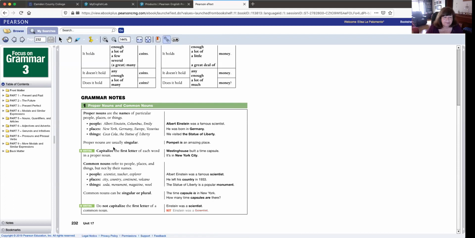Okay. It will also tell you that proper nouns are usually singular and capitalize the first letter of each word in a proper noun. And I told you that. I know it's saying each word. That can be confusing because that's not always the case. For example, you see the Statue of Liberty. The little words like the, of. If you had N, A, it would be the same thing. They are not capitalized. It's just like when you write a title. Okay.